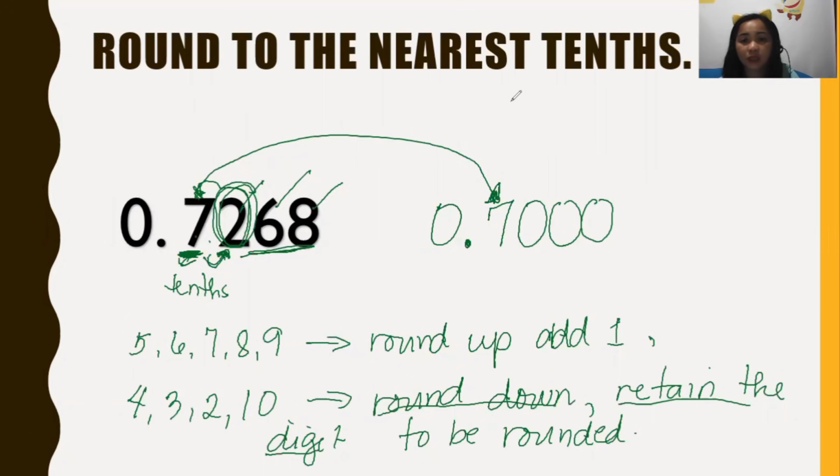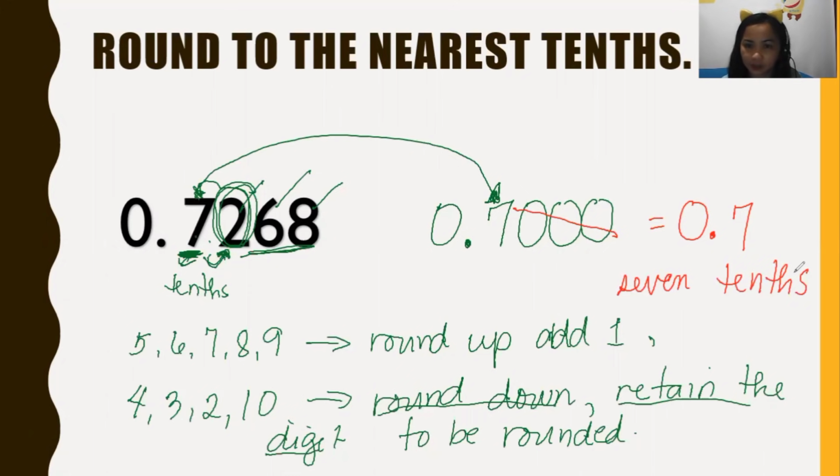Or pwede mo na siyang alisin. Pwede na siyang maging 0.7, or this is what we call 7/10. 7/10 na siya.